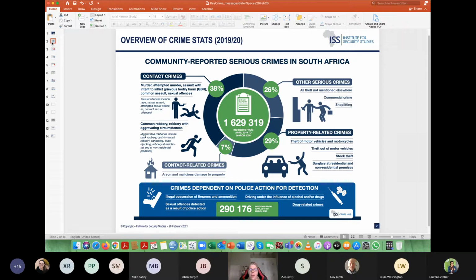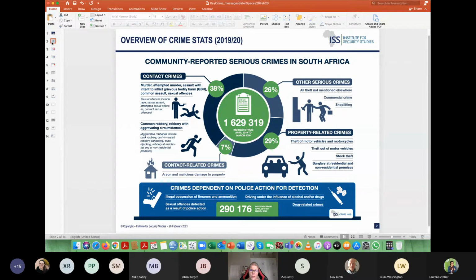And then you have others, such as contact-related crimes. That's the arsons and the malicious damage to property. The other serious crime is about 26%. That's theft. Other, it is this huge catch-all category. And then there's also one called commercial crime that is also a catch-all category for anything to do with fraud, theft in a type of business environment, and shoplifting. Then there's the second largest category that is called property-related crimes. These are the theft of motor vehicles, burglaries, and such.